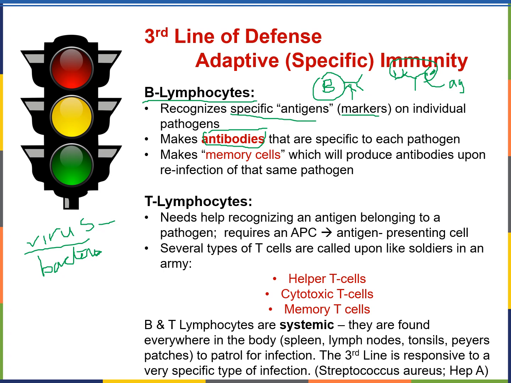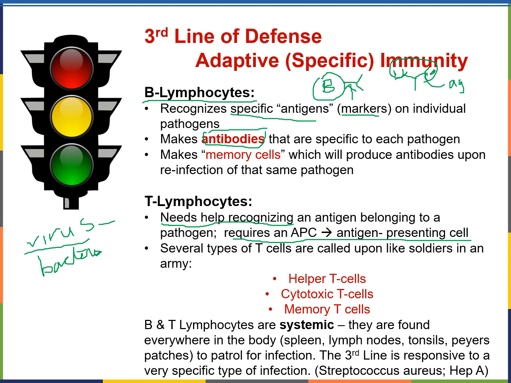T lymphocytes, on the other hand, need help to see the antigen. So when we say see, we mean recognize it, be able to bind to it. And that help is provided by another cell type called an antigen-presenting cell. Now, an antigen-presenting cell is not just any cell. There are specific cells in the immune system whose function is to present antigen. So a macrophage, for example, functions as a phagocyte in the innate immune response, but it can also function as an antigen-presenting cell in the adaptive immune response.